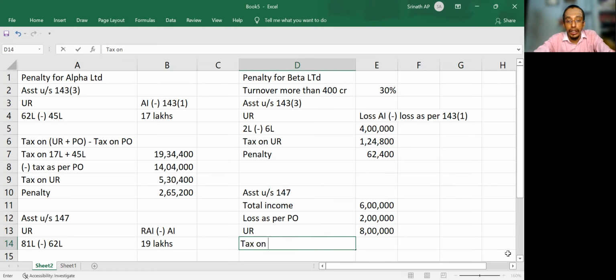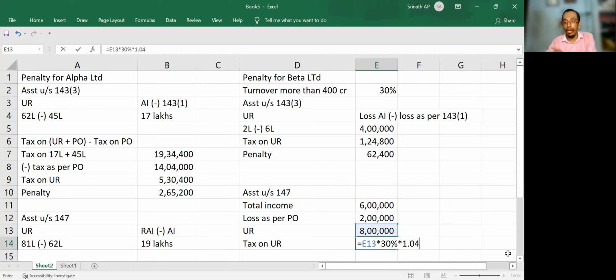Tax on under reporting would be 8 lakhs into 30 percentage into 1.04.